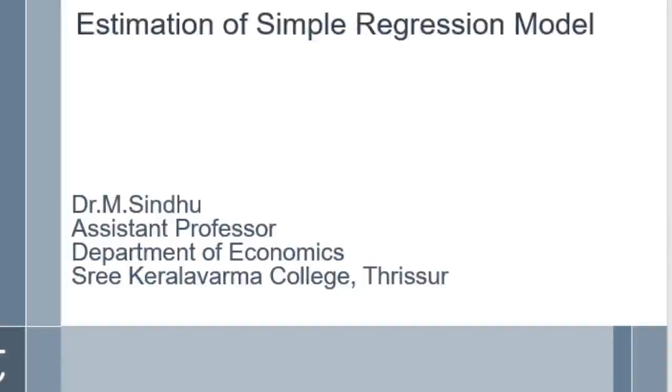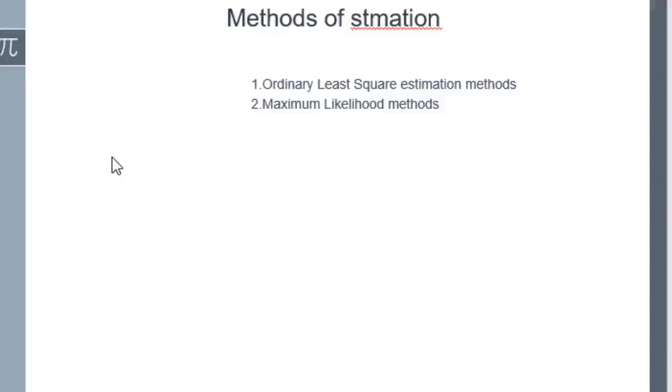The method of estimation of simple regression model is given in this section. How we can estimate a simple regression model or a two-variable regression model. Usually, two important methods are used for the estimation of regression models. They are the ordinary least square estimation method and the second one is the maximum likelihood method.